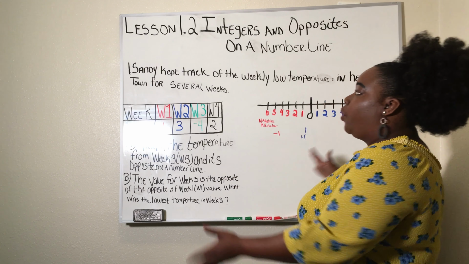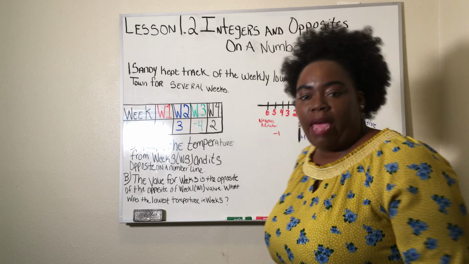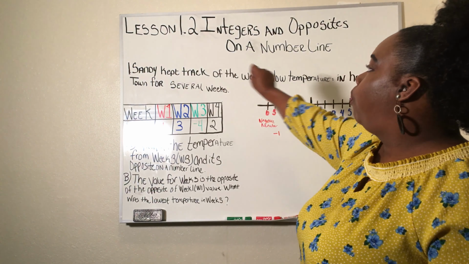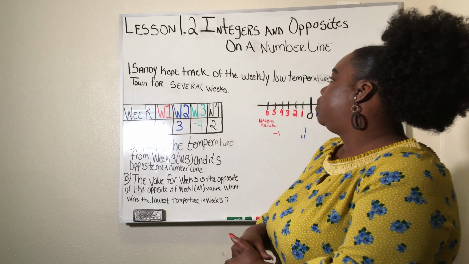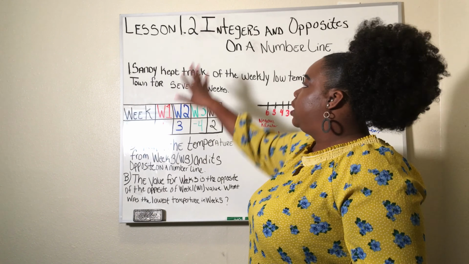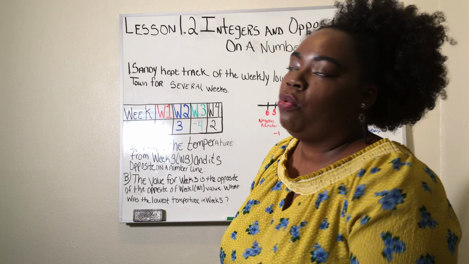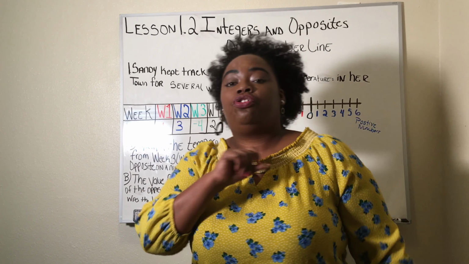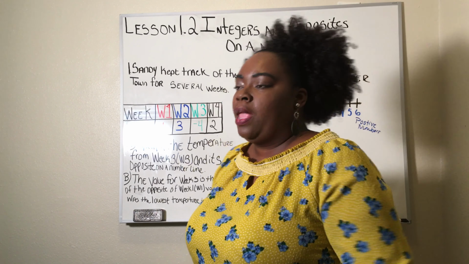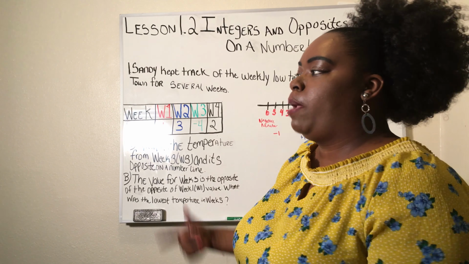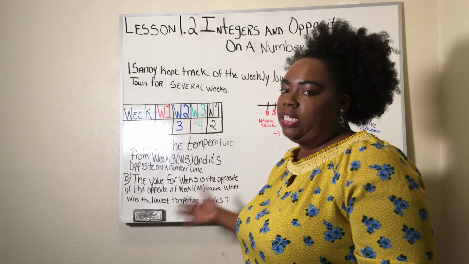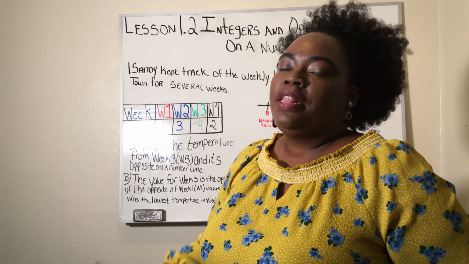As you see on the board here, I have another 6th grade math lesson. This is lesson 1.2, integers and opposites on a number line. As you see, it says 1.2, so that means that there is a part 1, which is lesson 1.1, and it's identifying integers and their opposite. That lesson basically is a prerequisite to come into this lesson. It has all the lesson vocabulary that you would need.